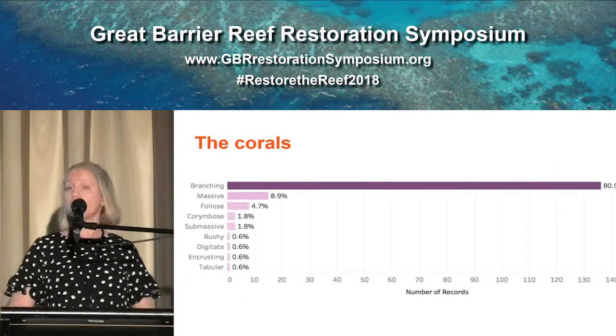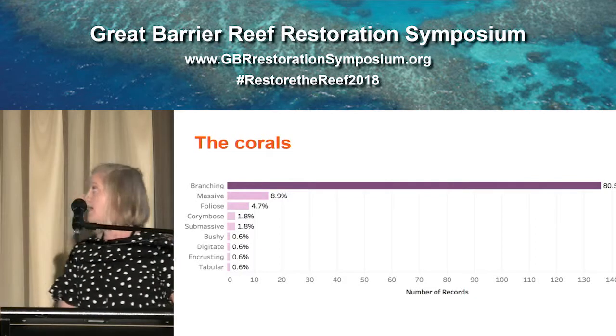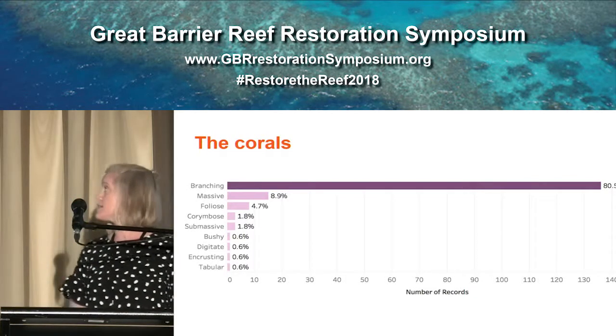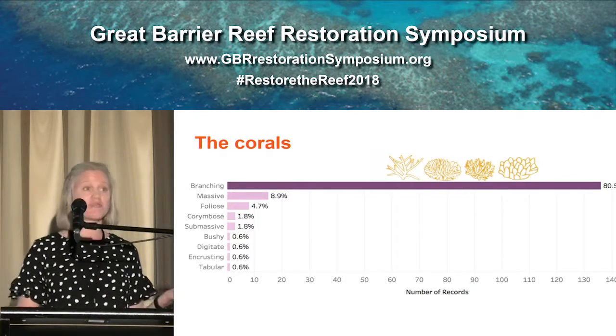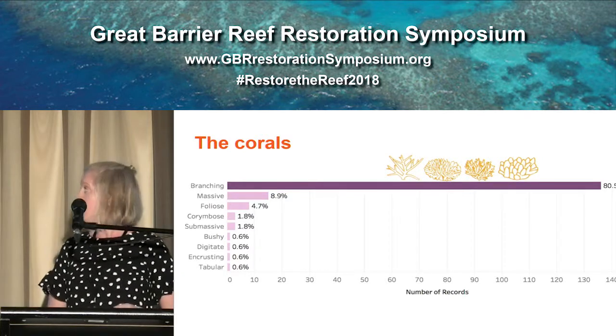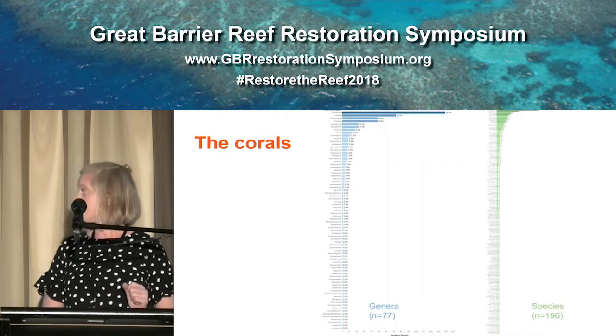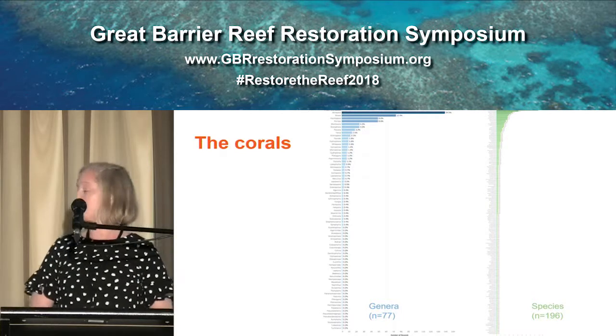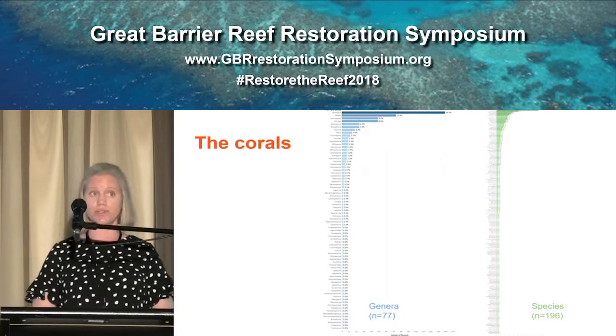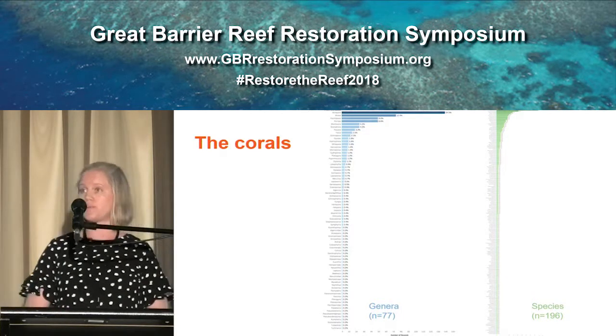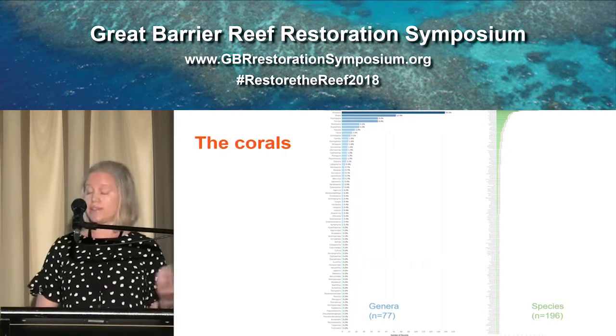If we look at what corals are represented in this review, first looking at morphologies, 80% were some kind of branching morphology, which doesn't seem that diverse. So we were quite surprised when we found that we have 196 species of corals from 77 genera represented in this table, or in this review.